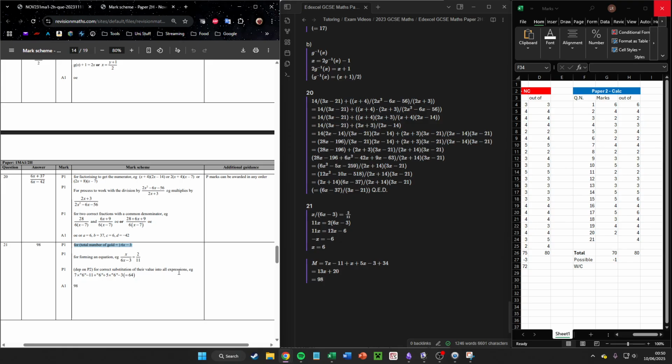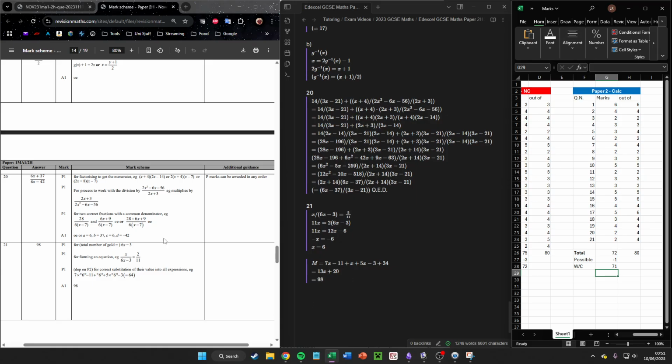Correct substitution of the value into all expressions, because I then sub in x is 6. I subbed this around, but did I actually explicitly substitute it like this? Because do you need to write 13 times 6 plus 20? I think you do, to be honest. So I think 2 marks out of 4 for that one as well. Okay. So 72 out of 80, and the worst case scenario would be 71 out of 80.